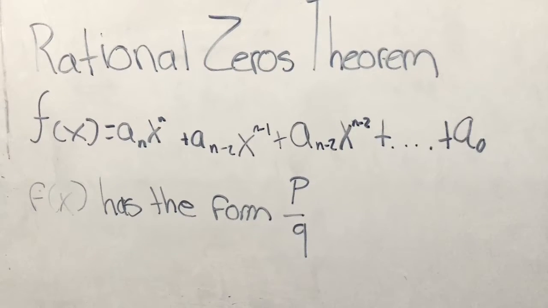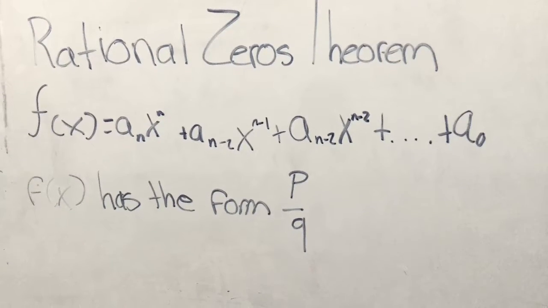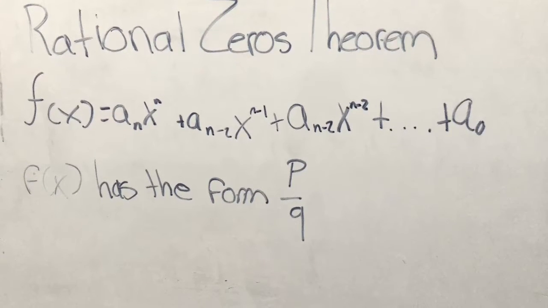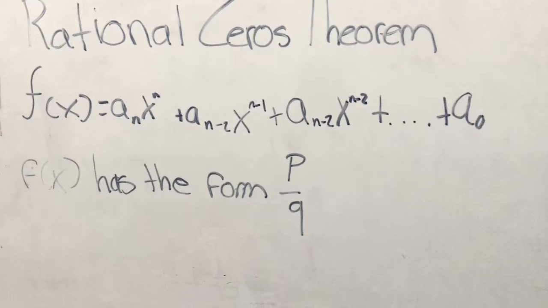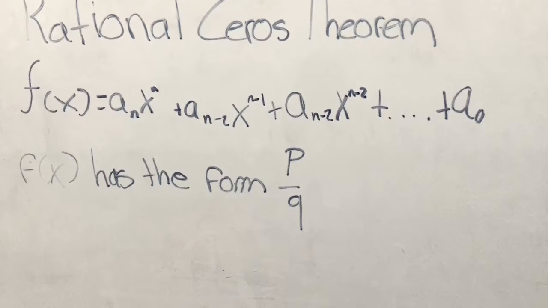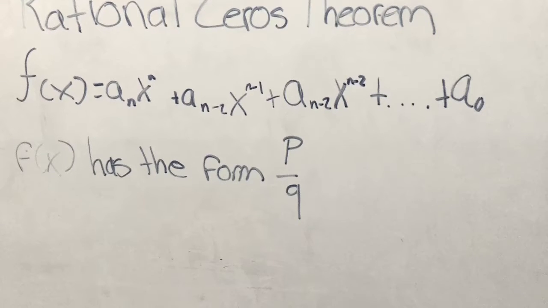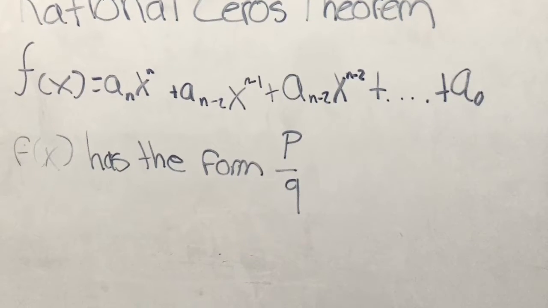If the polynomial's general form has whole coefficients, then every rational zero of f(x) has the form p over q, where p is a factor of the constant coefficient a_0 and q is a factor of the leading coefficient a_n.